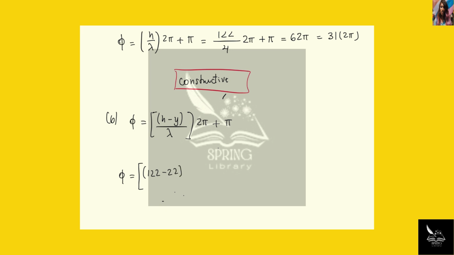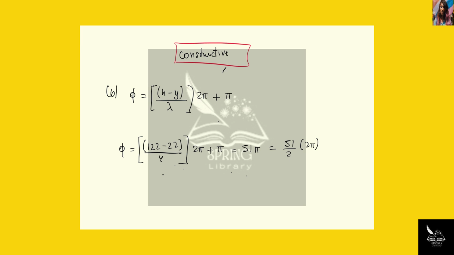So in here, if we substitute the values, we will have that this is 122 minus 22, this divided by 4, and this times 2 times pi plus pi. So the value that we obtain from this is 51 times pi. We can write this as 51 divided by 2 times 2 times pi. Now, since the phase difference is an odd half integer multiple of 2 times pi, then the interference is destructive. So that's a solution for this problem.